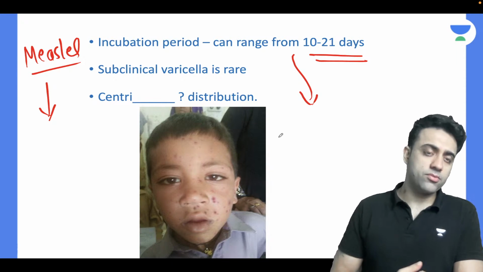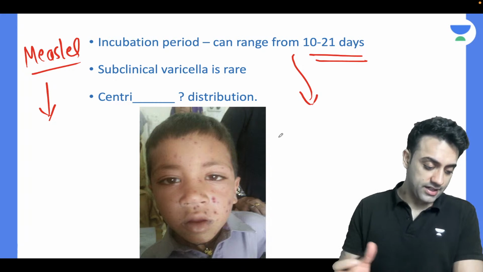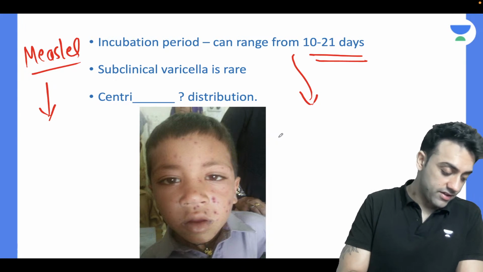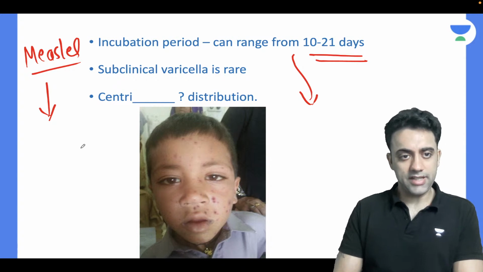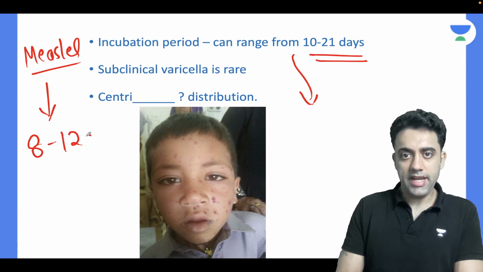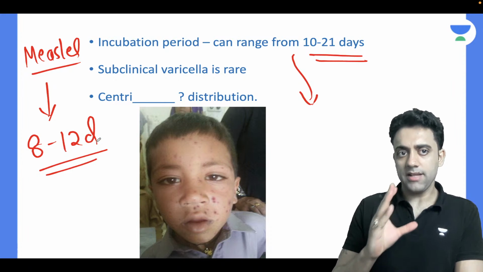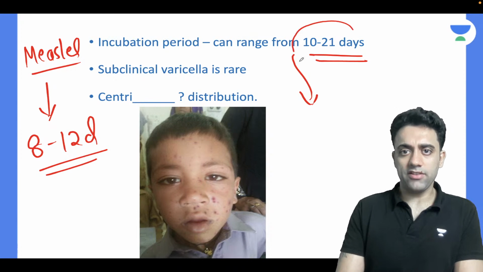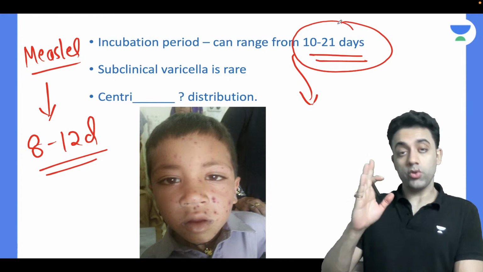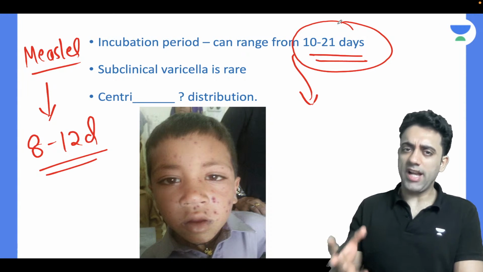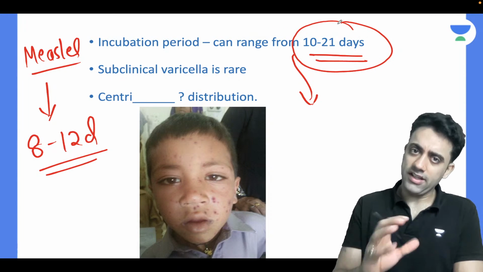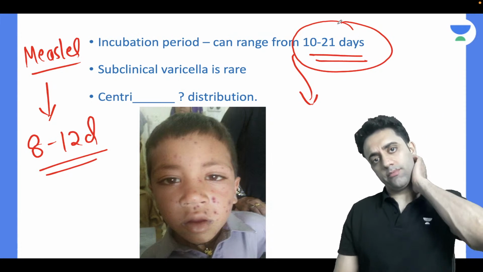So what is the incubation period of measles? You have to link and study, otherwise the syllabus will never get over. Who will tell me? Very good. The incubation period of measles is usually 8 to 12 days. Both start after about a week, but chickenpox can go up to 3 weeks. 10 to 21 days for chickenpox, and roughly 8 to 12, 10 to 14 days is the incubation period of measles.